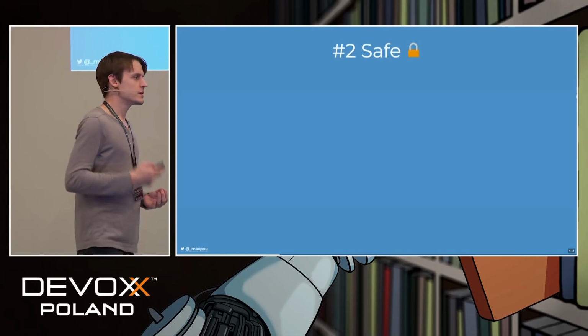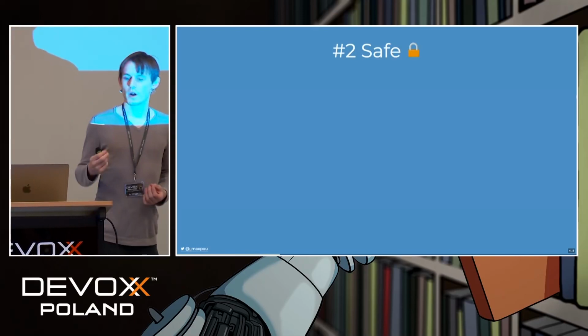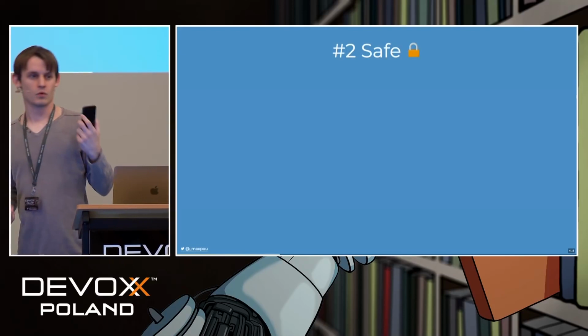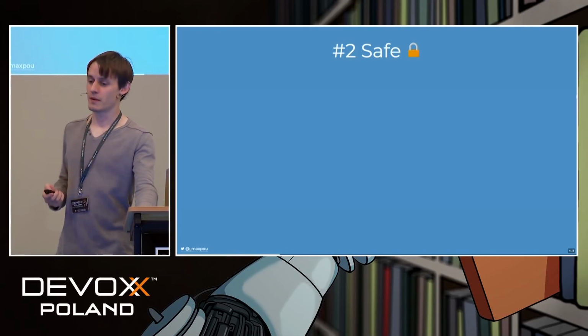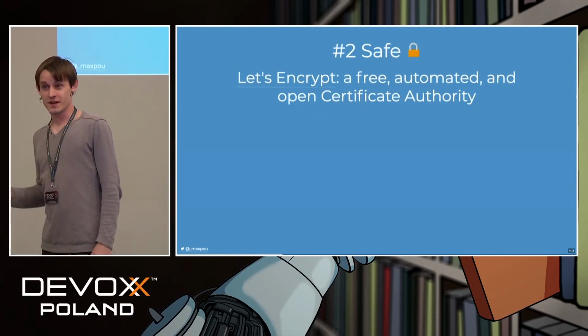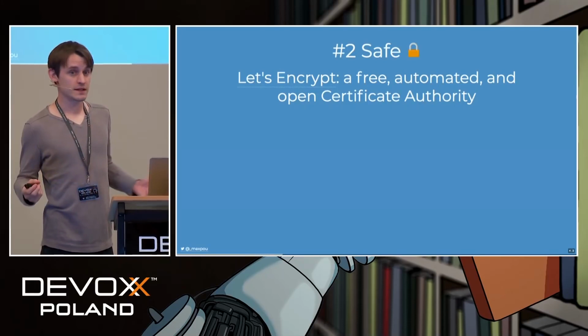The second point is about safety. When we are using applications on our mobile, we believe that they are safe. So we want exactly the same for the web app. You may recognize the locker here. The locker means HTTPS. Thanks to us, we got something called Let's Encrypt now. So there is no reason not to get HTTPS.